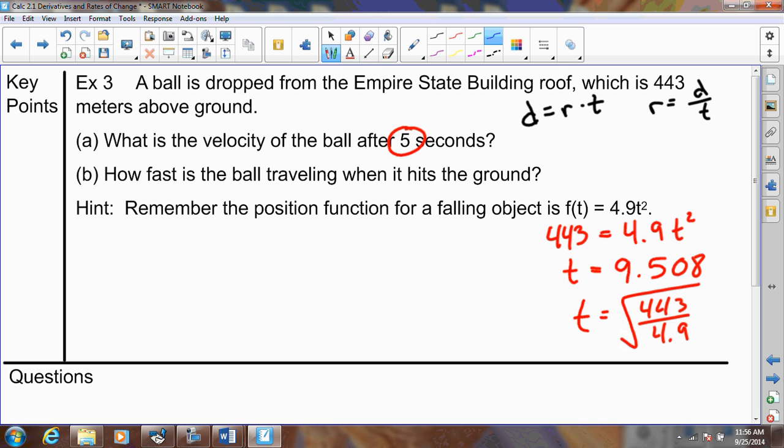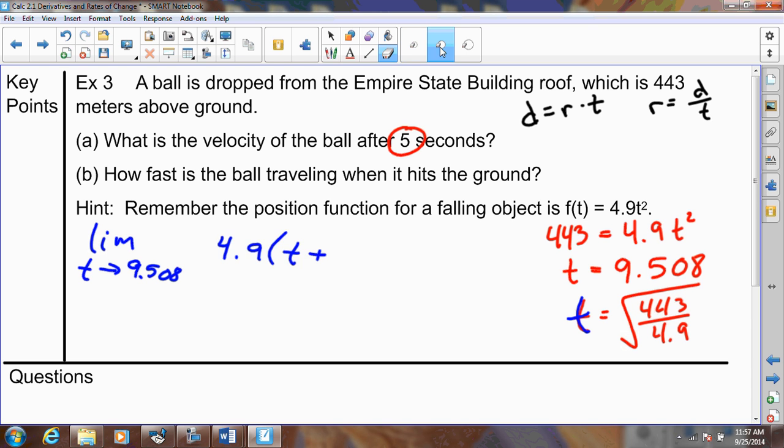But now that we know our time value, it's the exact same problem as A. How fast is it going? We just know how long it's going to take to hit the ground now. So we would still have the same limit of t approaching 9.508, f of x minus f of a over x minus a, but all of that turned out to be, when we simplified it, 4.9 t plus, and before it was 5.